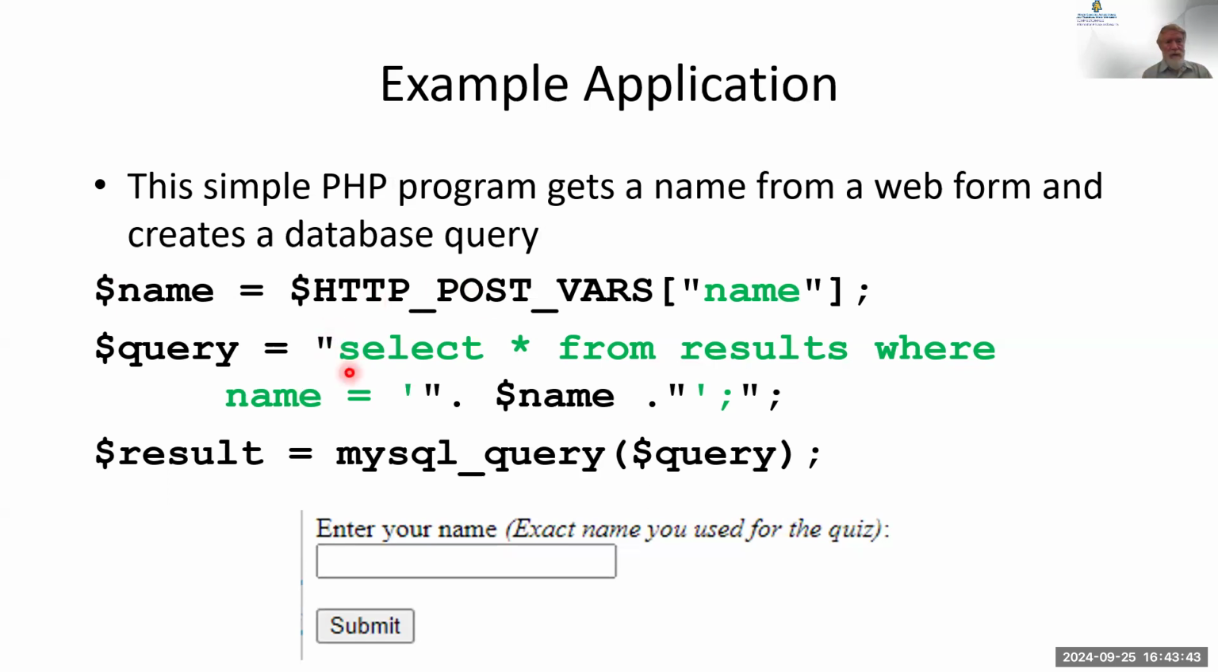So when you look at this, select star from results where name equals single quote, and then this double quote, which matches that, concatenate name there. So it's going to put the name in there, which will be surrounded by single quotes in the query string. And then you go here and you say, submit that query to the database, and here's the result.